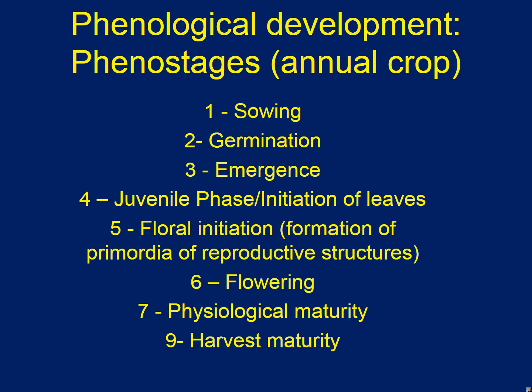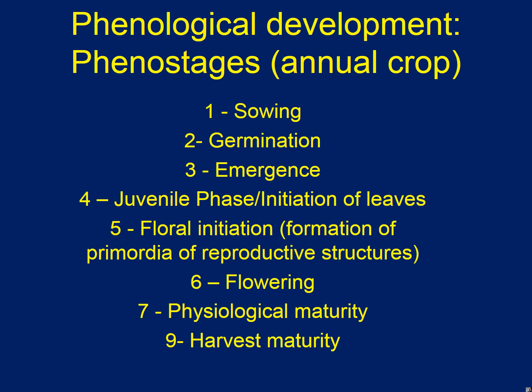The different stages in the crop cycle for an annual crop are as follows. First, we have the sowing, which means when we put the seeds or the propagules for the crop on the soil. Second is the germination, the appearance of the radicle in the seed. Third would be the emergence, the appearance of the plant over the soil.